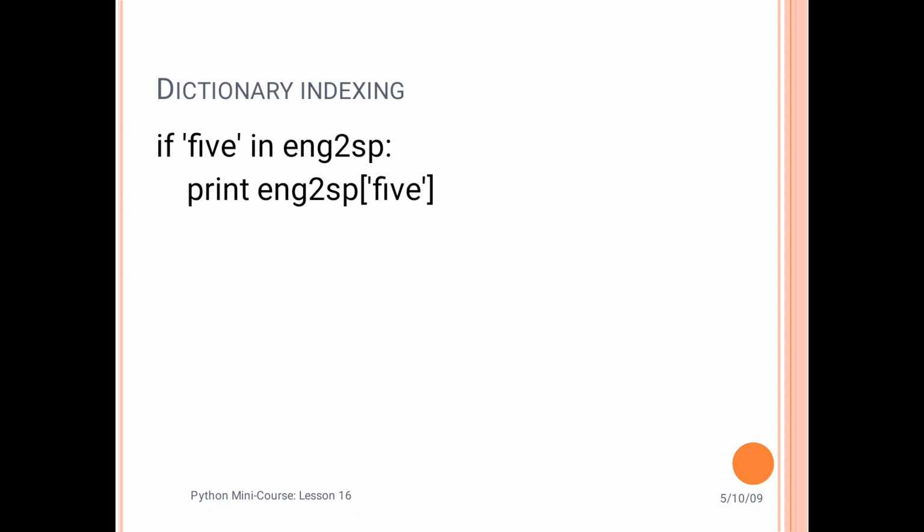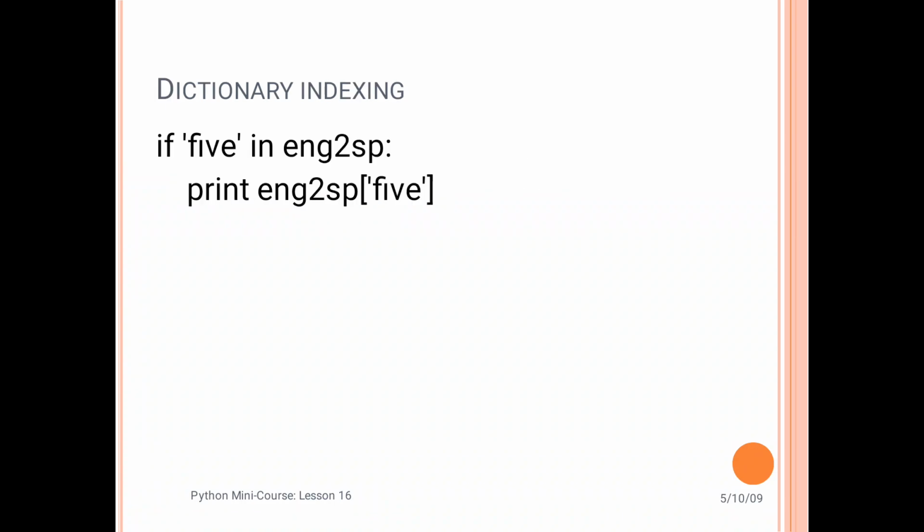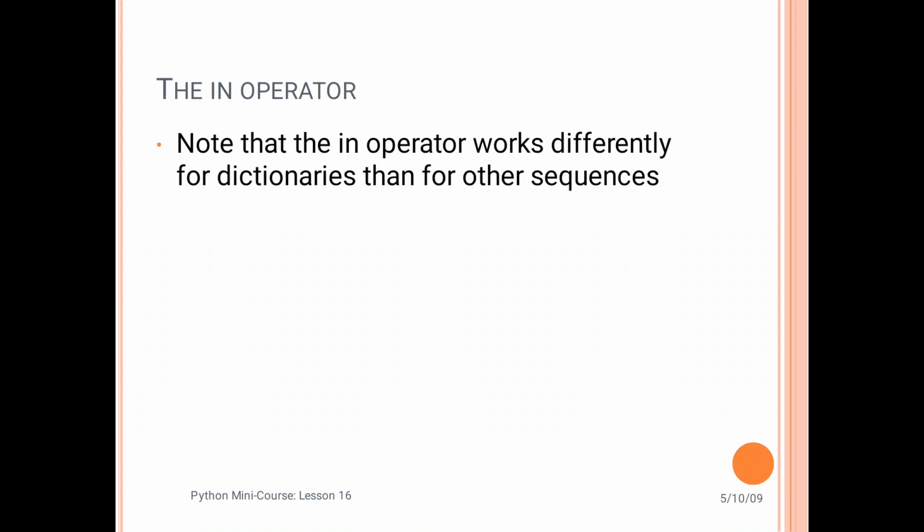If 5 is in the dictionary, that is, if there is a value 5 in the dictionary, print. So that will print the value if it is available in the dictionary. The in operator works for dictionaries, and for other sequences also.